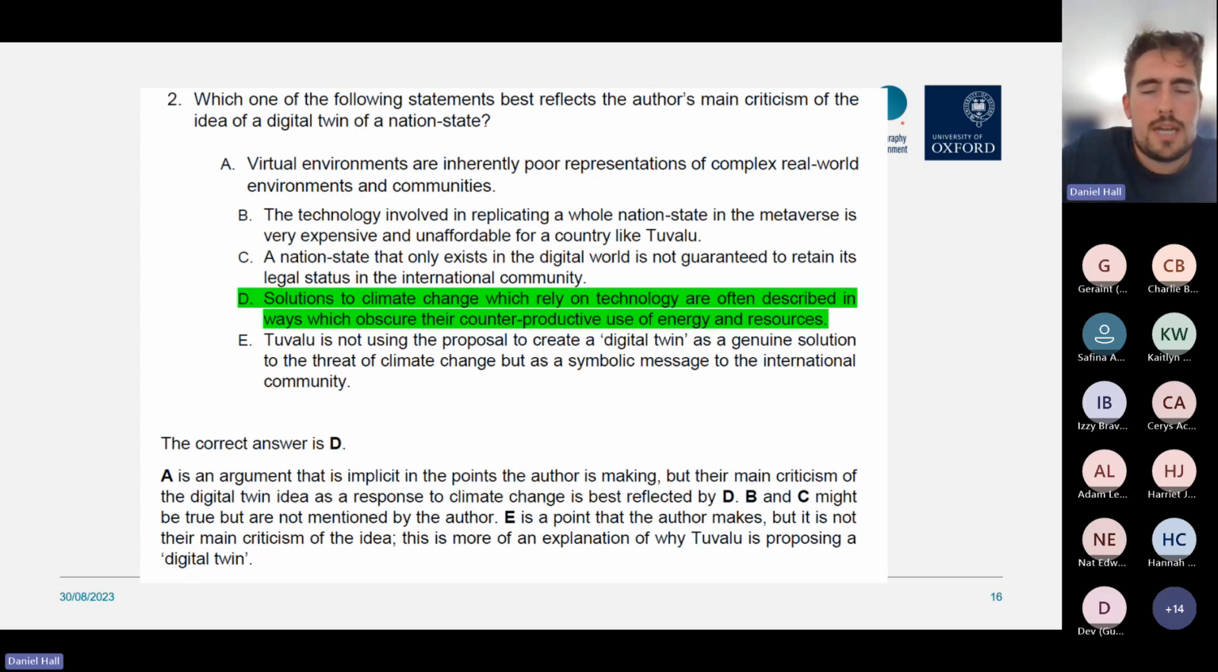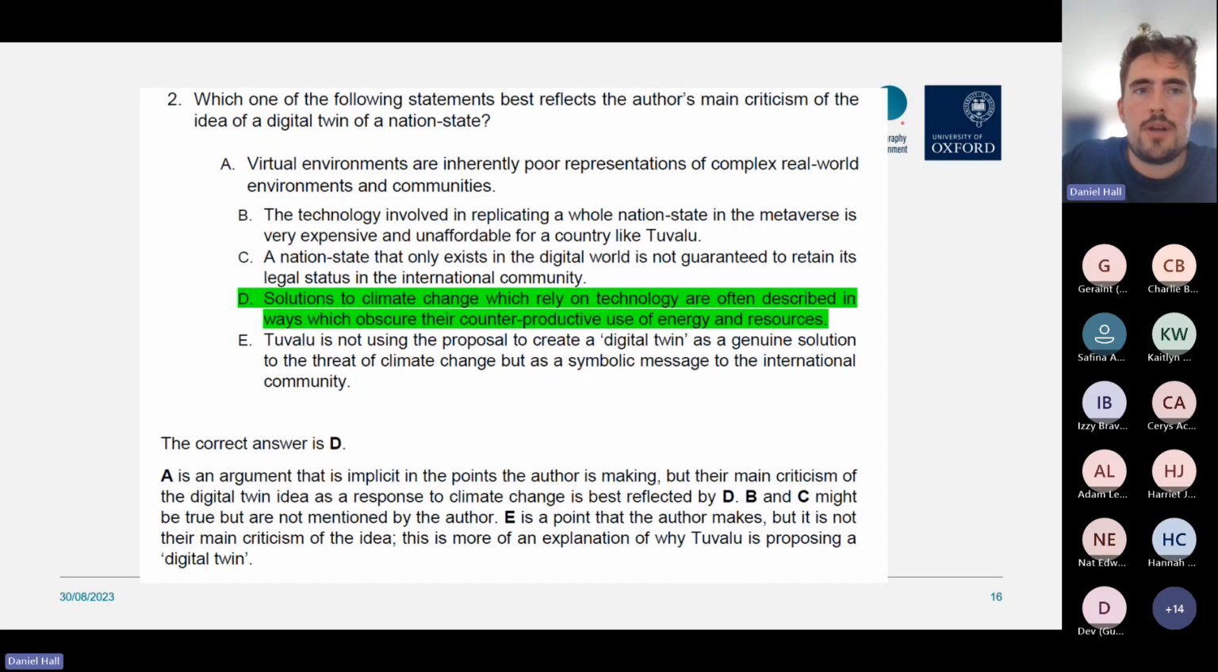Just to go through the commentary then, A is an argument that is implicit in the points that the author is making, but their main criticism of the digital twin idea as a response to climate change is best reflected by D. That's where it's really important to read the question. It might be a criticism, but we're talking about the author's main criticism here.